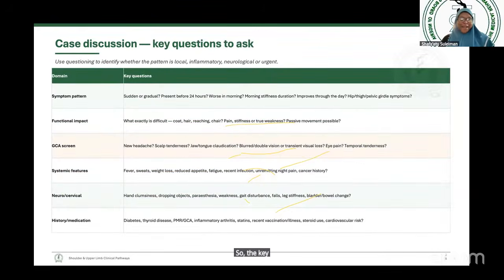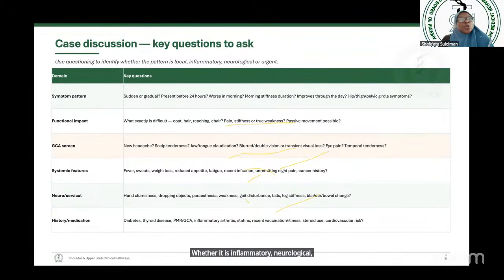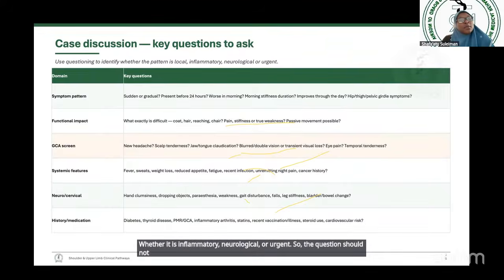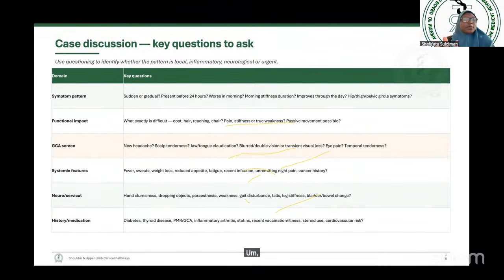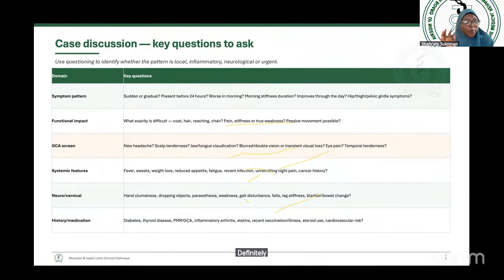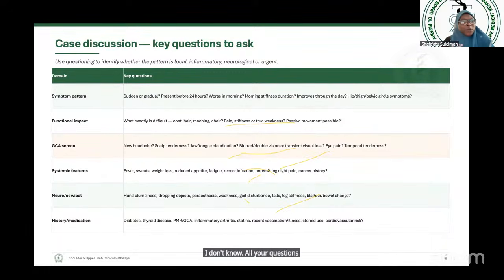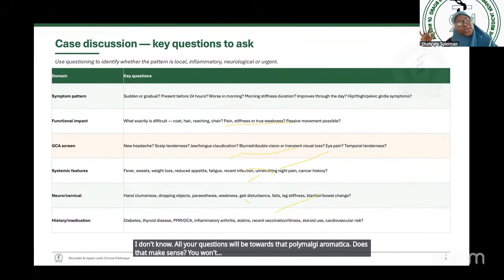So, the key question to ask: you use the questions to identify whether the pattern is local, inflammatory, neurological, or urgent. The question should not be just to confirm. If you're thinking the patient has come with polymyalgia rheumatica, all your questions will be towards that polymyalgia rheumatica. Does that make sense? You won't think out of the box.